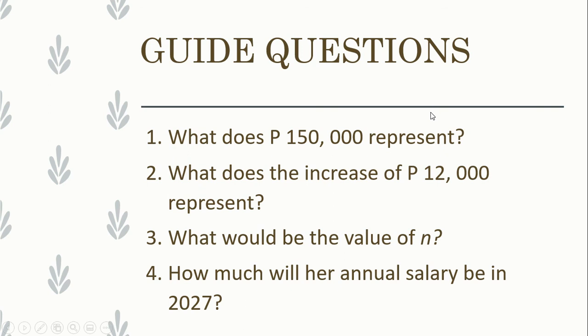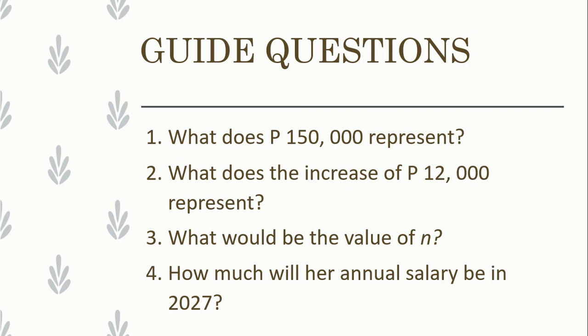Let's see whether you answered each guide question correctly. 150,000 represents the first term. That is her annual salary in the year 2017. The increase of 12,000 each year represents the common difference. The value of n should be equal to 11.